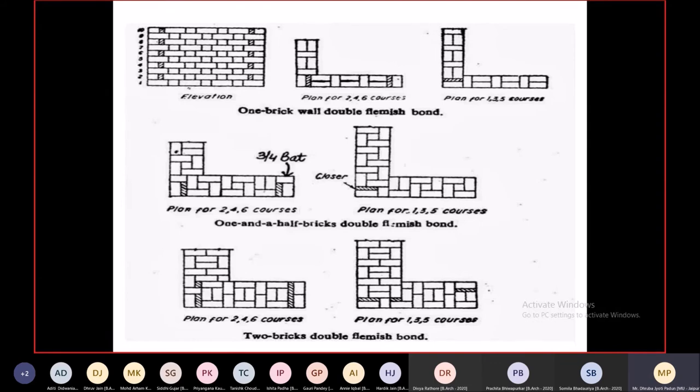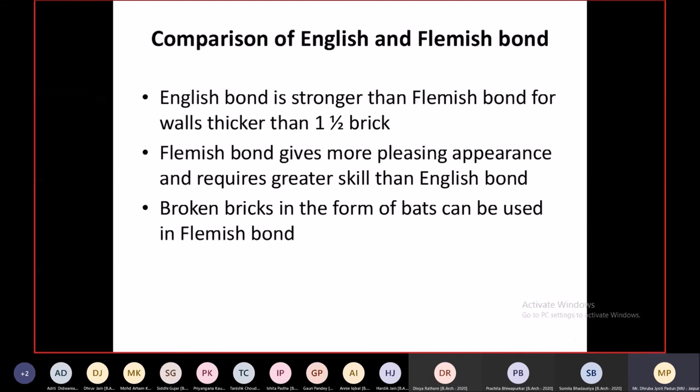But we need proper skill levels, or technically sound people, to construct these particular bonds. Normally, if you look at structures, these types of brick bonds are not frequently used because we need properly skilled and sound labor to arrange the bricks in this particular fashion. So this one is one, this one is one and a half, and this one is two brick wall. In a comparison of English and Flemish bond, English bond is stronger than Flemish bond. This is based on some experiments from which we have concluded that English bond is a little stronger than Flemish bond.